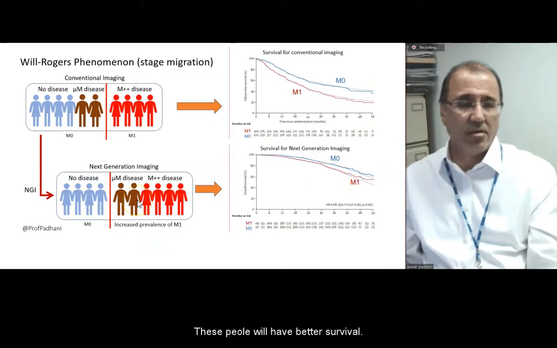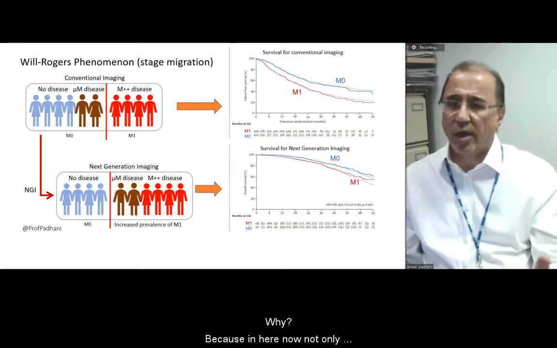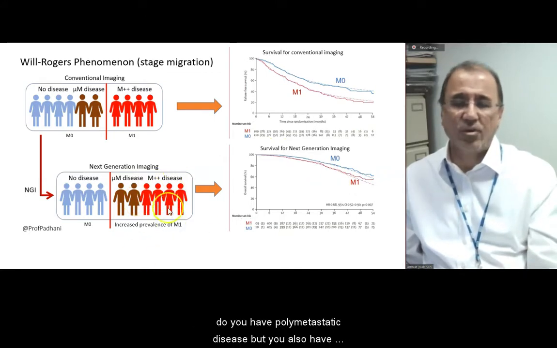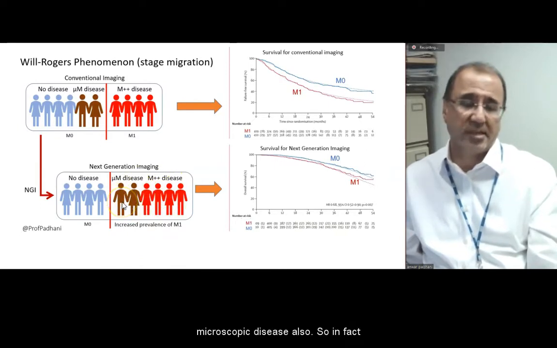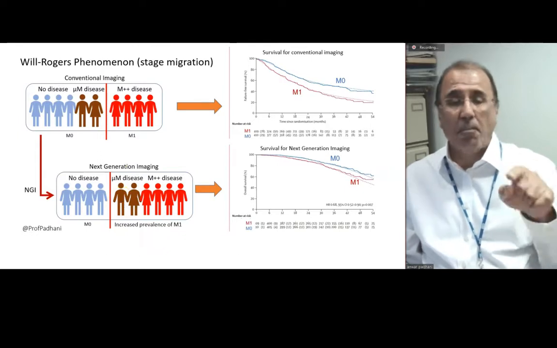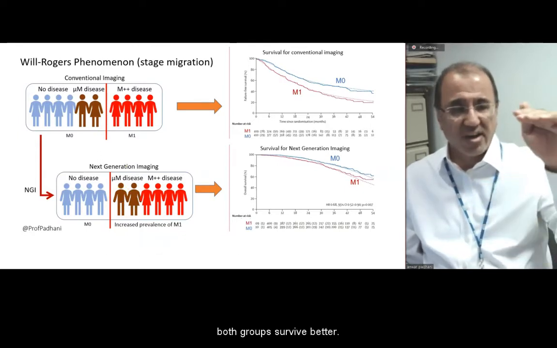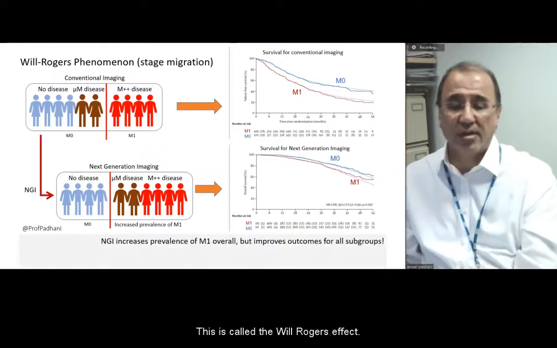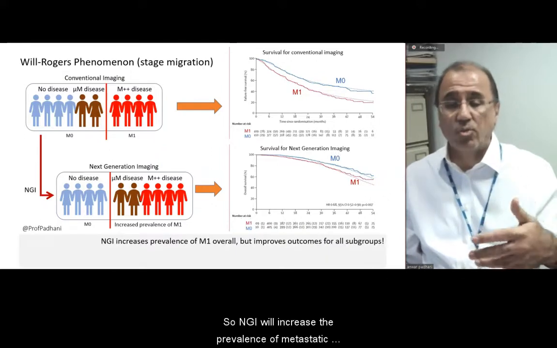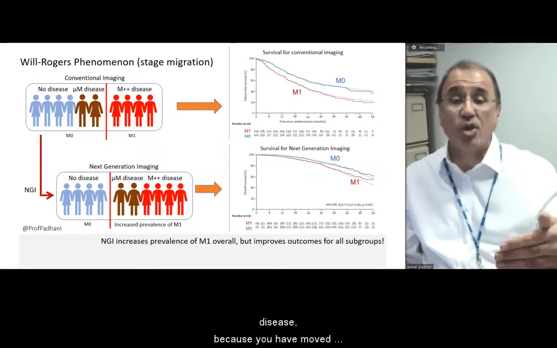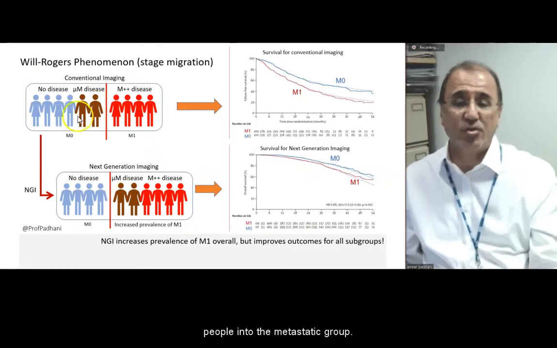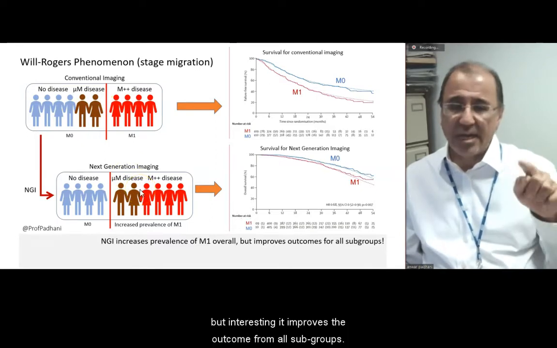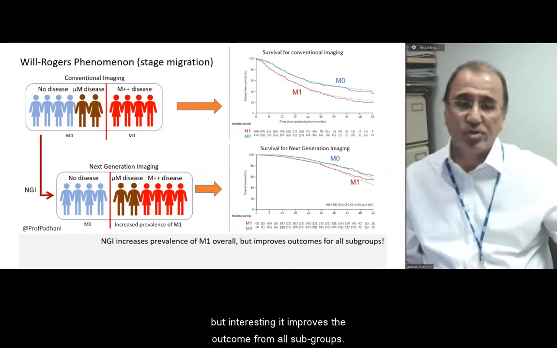These people here will also survive better. Why? Because in here now, not only do you have polymetastatic disease, but you've got microscopic metastatic disease as well. So, in fact, both groups survive better. Right? This is called the Will Rogers effect. So the next generation imaging will increase the prevalence of metastatic disease because you have moved these two people into this group. But, interestingly, it improves the outcome for all subgroups.